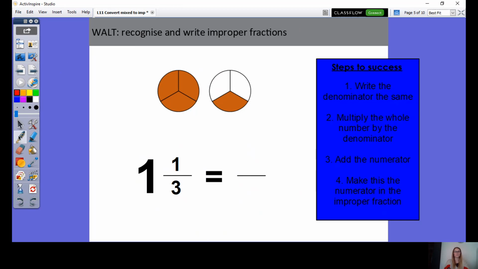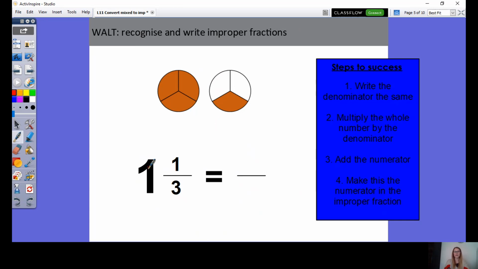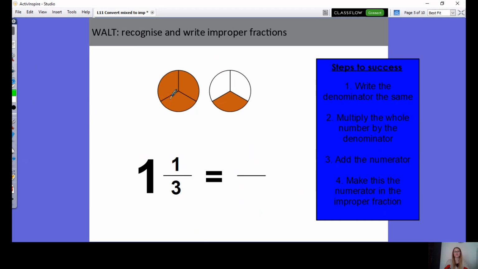So let's go from step 1. So this time I have 1 and 1/3. You can see that represented in the picture. 3 parts and 1 here. Okay. So I need to write the denominator the same. So my denominator is going to be 3. So I've done step 1, nice and easy.